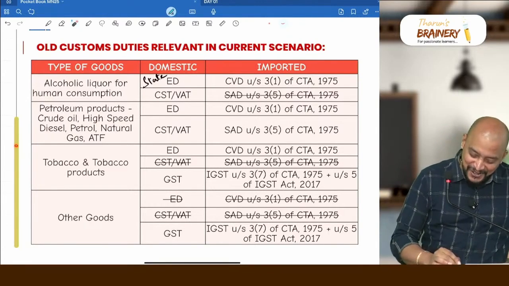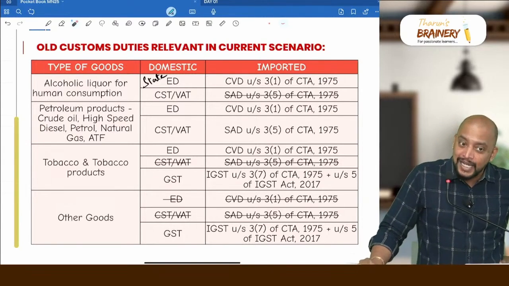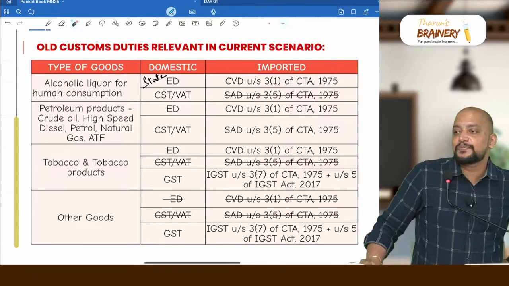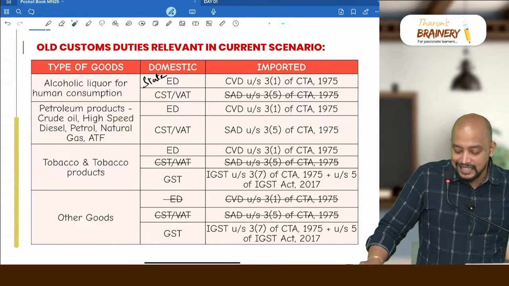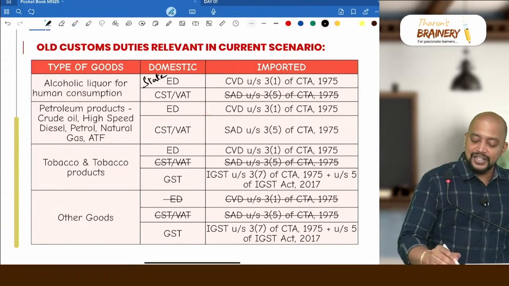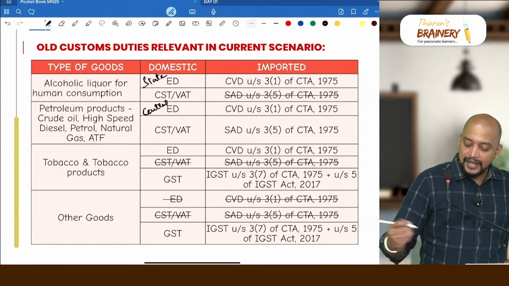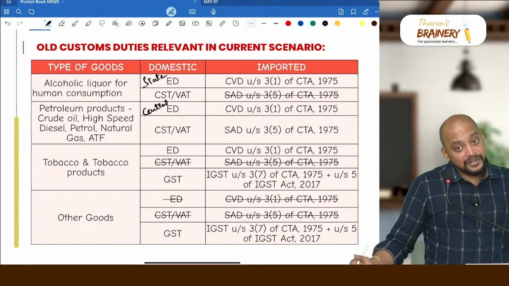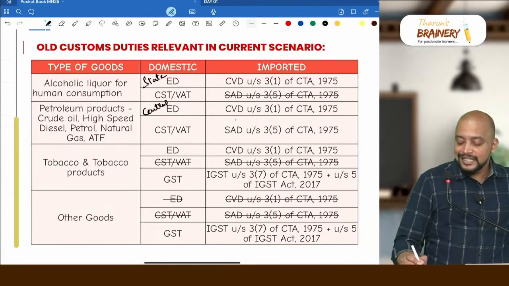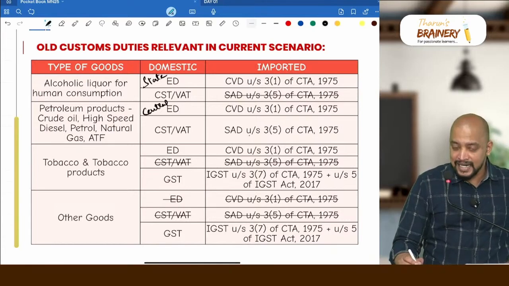Then petroleum products. We have 5 petroleum products. What are they? Crude oil, petrol, diesel, aviation turbine fuel and natural gas. Which diesel? High speed diesel or light diesel? High speed diesel, okay. And present on manufacture we need to pay excise duty. Which excise duty? Is this central excise duty or state excise duty? Central excise duty. But central excise duty is even today levied on petroleum products. So due to that reason, CVD is there on import, and in place of CST and VAT, we have SAD.